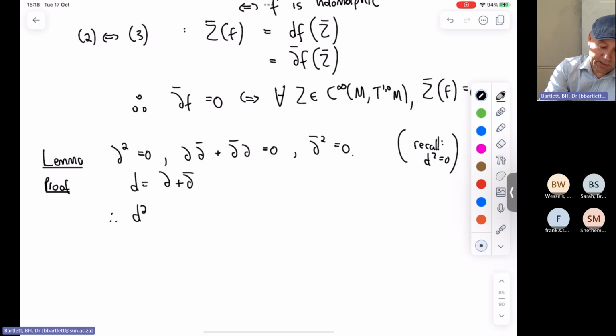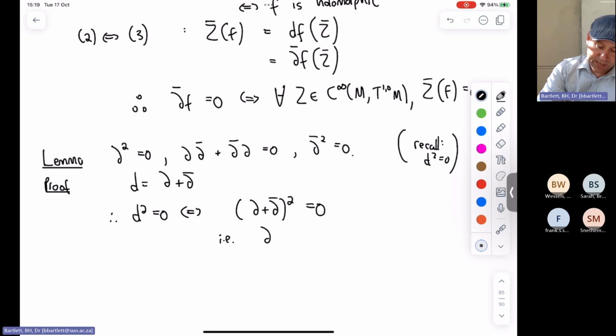So that means that d squared equals 0. Then that means that (del plus del bar) squared is equal to 0. And what is this? This is going to be del squared plus del del bar plus del bar del plus del bar squared.